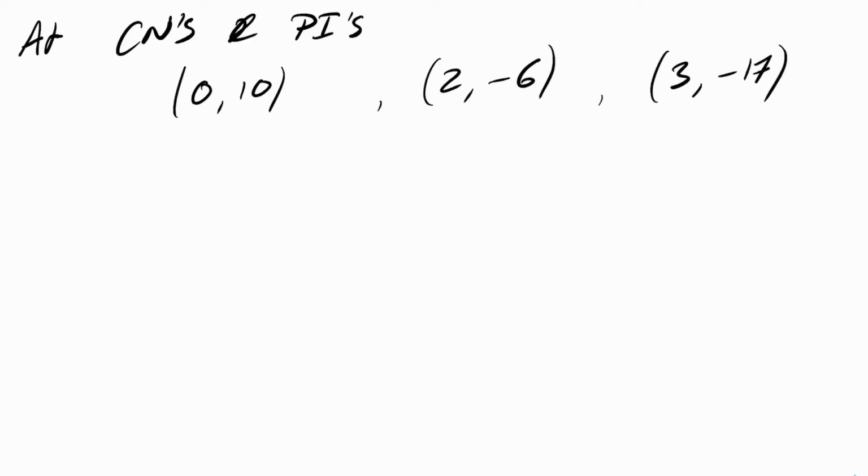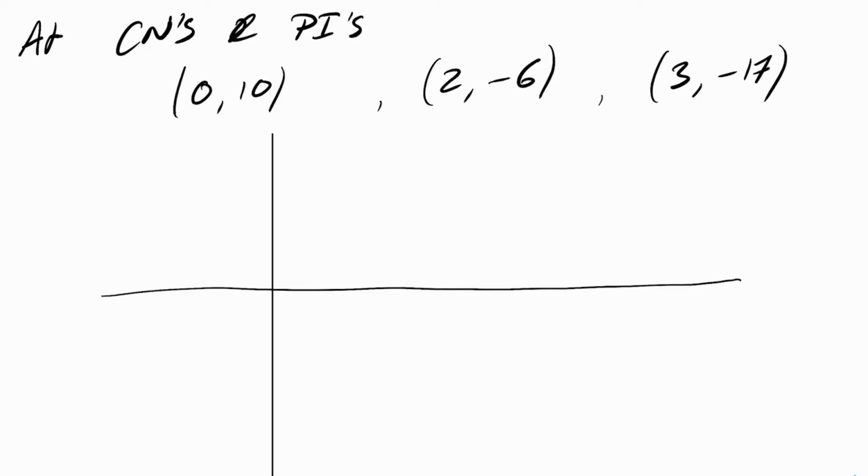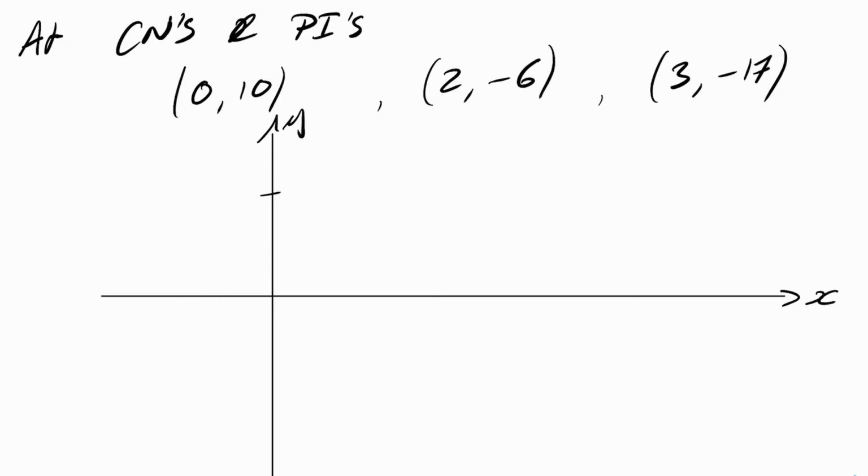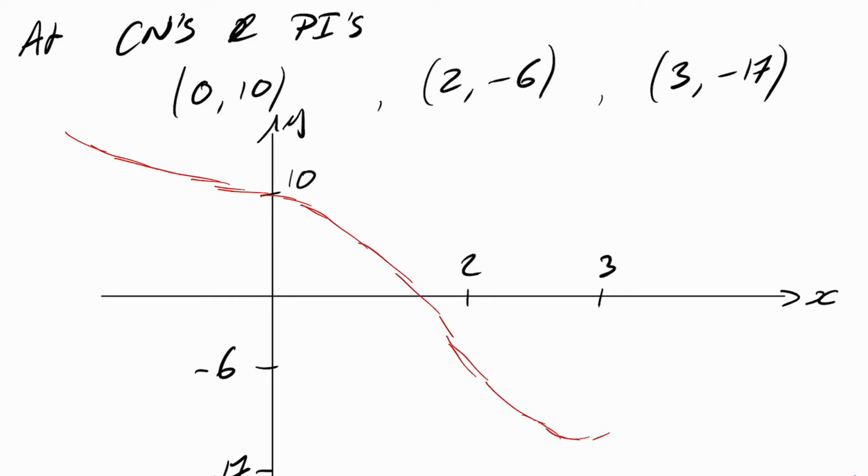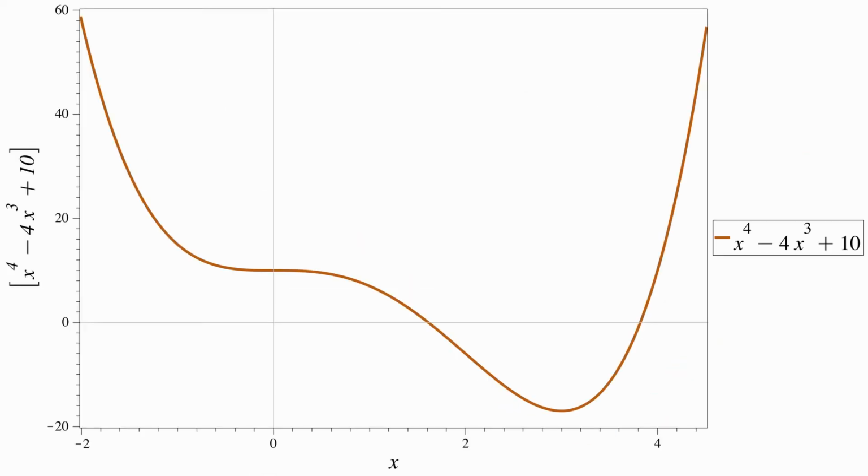So adding this in then, we can sketch a graph of the function. Let's label in some important points. So at the origin, the function goes through 10. At the points 2 and 3, if we just mark those off, the function goes through the points -6 and -17. We have a curve which looks something like this. And we can compare that to a plot from a computer.